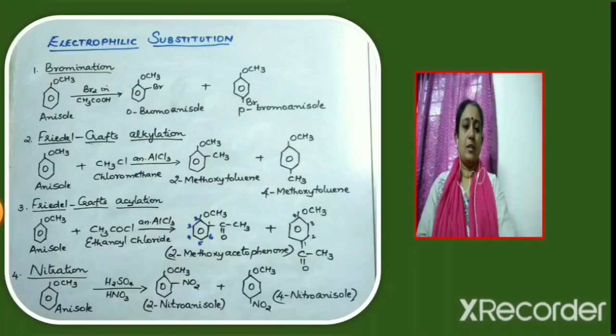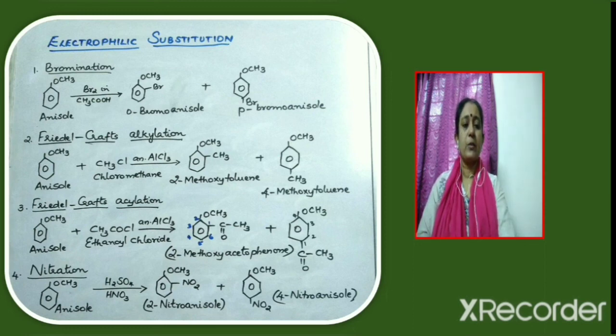Electrophilic substitution reaction. Consider anisole, which is C6H5OCH3. The OCH3 group in anisole is ortho-para directing. Therefore, the products obtained will be ortho and the para isomers. Consider the first reaction, bromination.